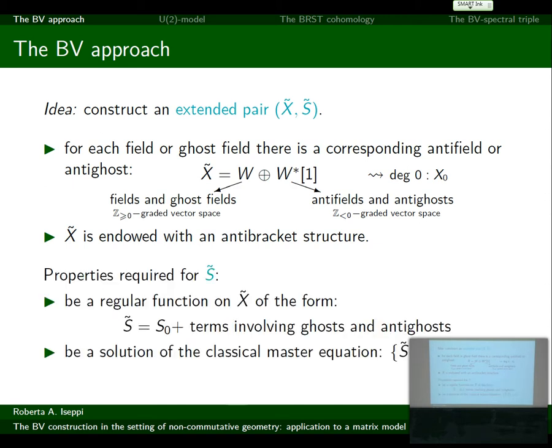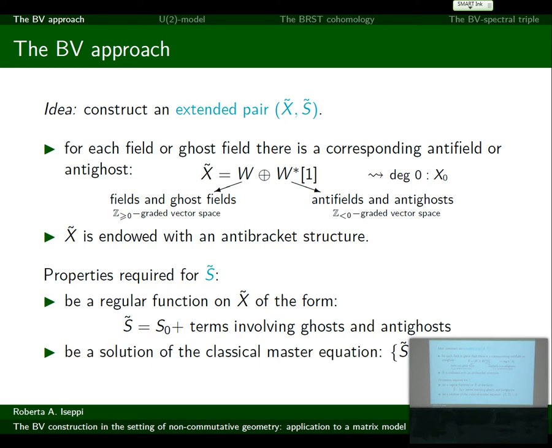What about s tilde? It is supposed to be a regular function over the full extended configuration space, given by the sum of our initial action plus terms involving the ghost fields and the anti-ghost fields. Moreover, we require that this satisfies the classical master equation. This means that this equation is equal to 0.